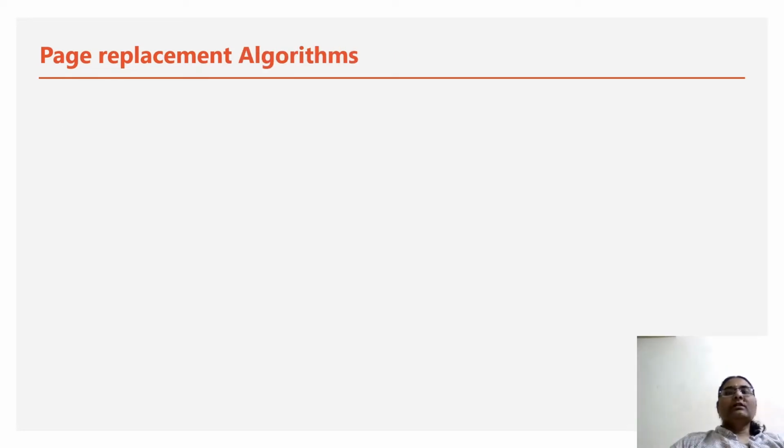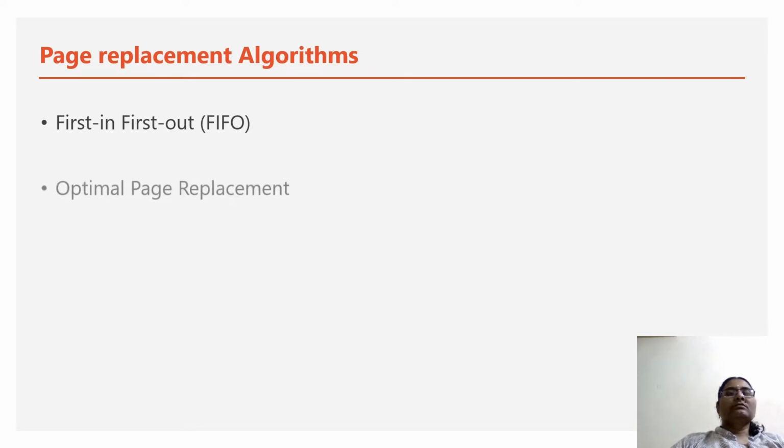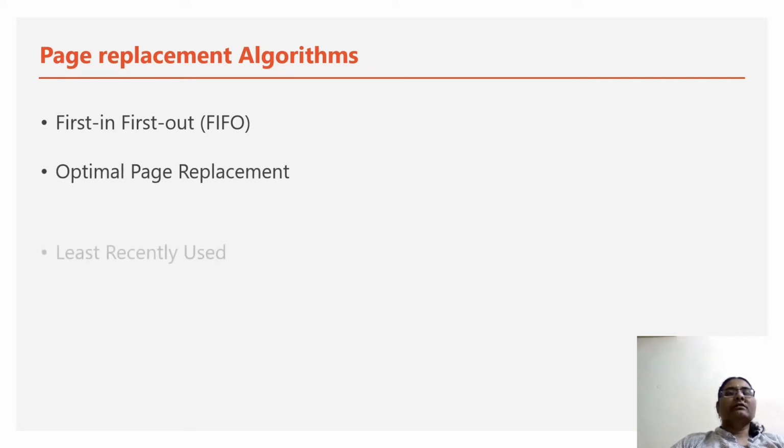There are three popular page replacement algorithms. One is first in first out. The next is optimal page replacement, and the last one is least recently used. Any of these algorithms can be used in order to manage the main memory effectively.